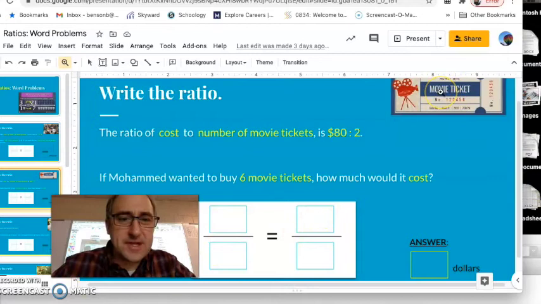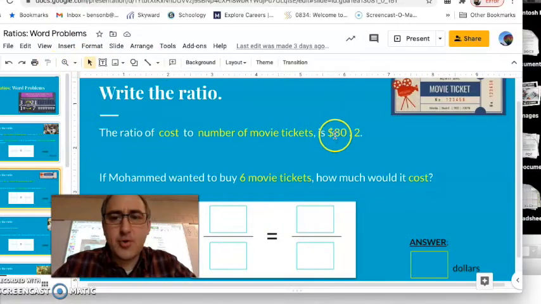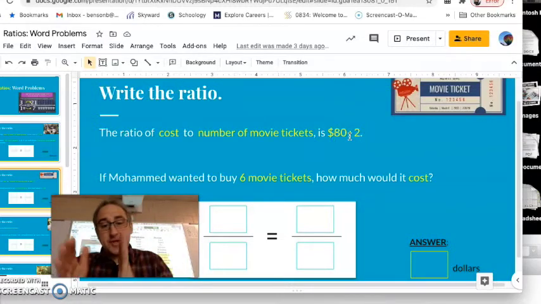This one's about movie tickets. You're asked to write a ratio. A ratio of the cost to the number of movie tickets is $8 to 2. If Muhammad wanted to buy 6 movie tickets, how much would it cost? So we are playing around with a few different numbers here. I see that there is a proportion here of 8 to 2. This is "to," or that division sign. So it's a fraction, just written sideways.